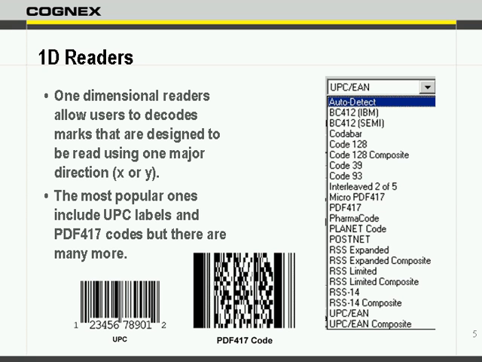And most of the popular ones are UPC. You're probably very familiar with those. You see them probably every day. And the PDF 417 codes, these are becoming a little bit more popular just because you can fit more information into them with a little bit less real estate.